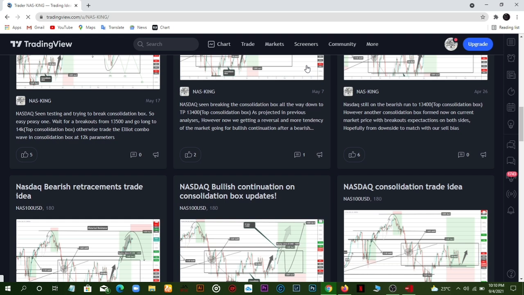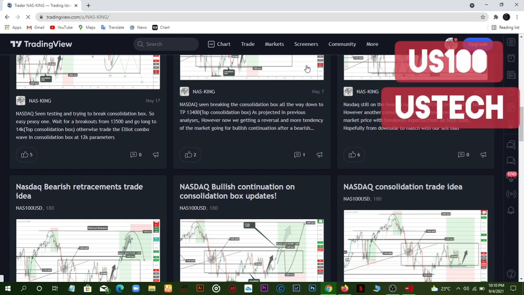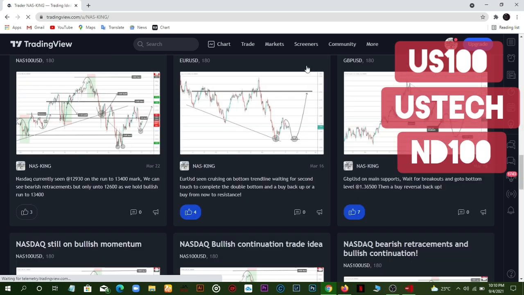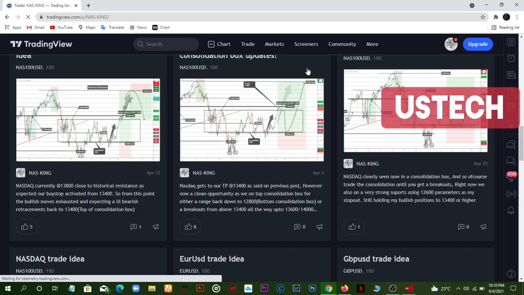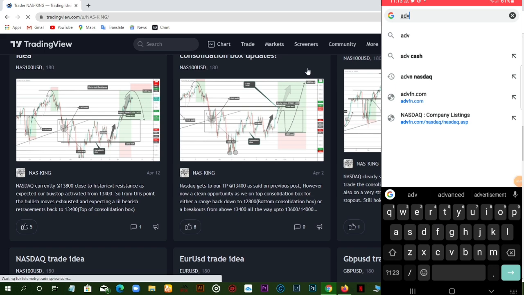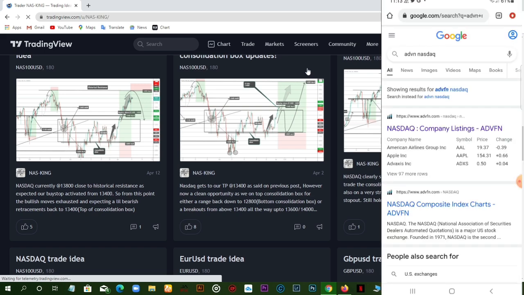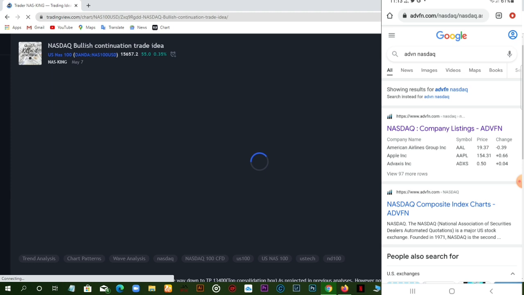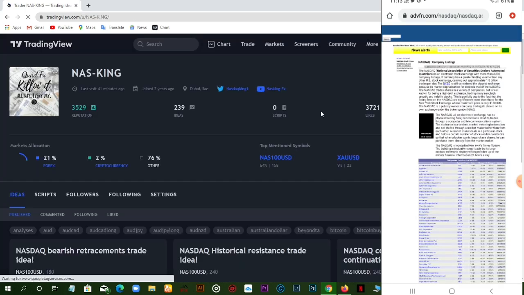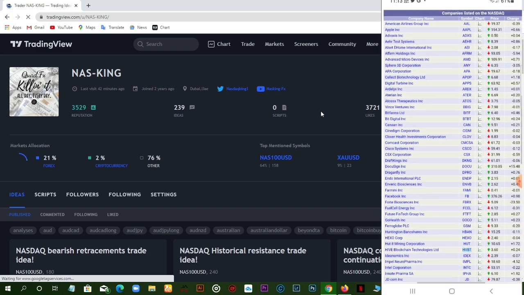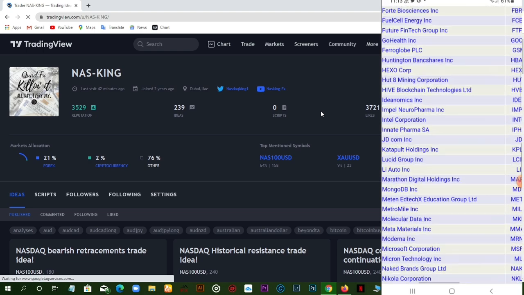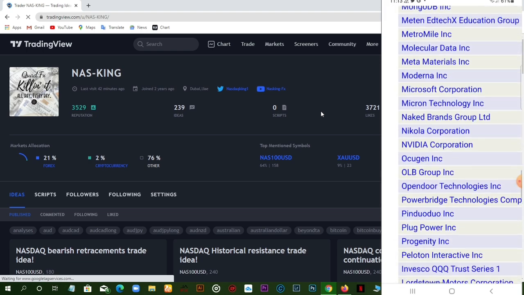Nasdaq or US 100, US Tech, ND 100, NAS 100, whatever you might call it, it's all Nasdaq. And Nasdaq is basically a company that holds all other mini US tech companies. There are actually hundreds of tech companies under the Nasdaq platform. So that makes it possible for us not to trade those US tech companies one by one, but with the help of Nasdaq, we can now trade all those US tech companies at once.